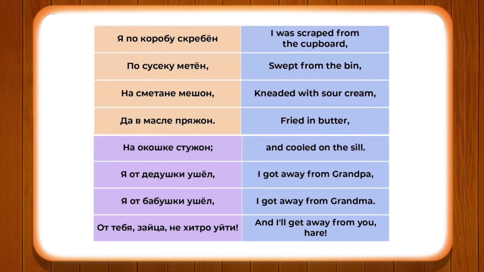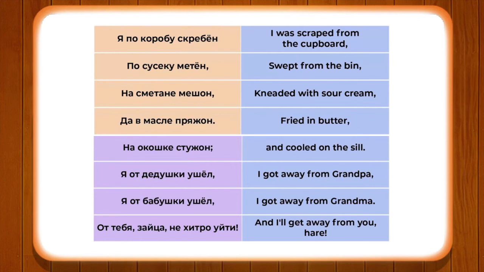To simplify the sentence, we can use this construction as well. So я ушел от бабушки. That means I got away or ran away from the grandmother also. От тебя зайца нехитро уйти. And from you, here, it's not difficult to run away or to get away. So this is the basic structure of this song. Now this song will be repeating in the further story.